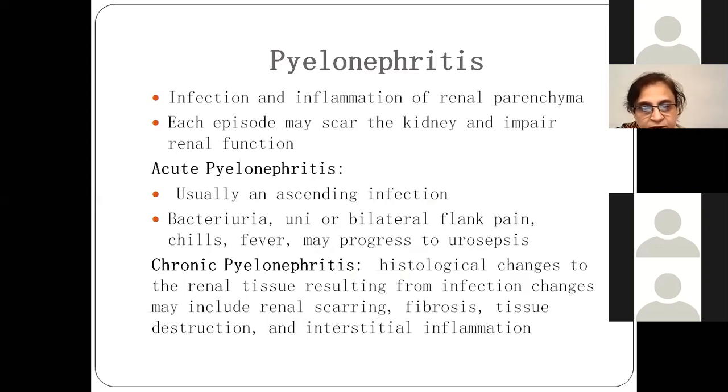Acute pyelonephritis, the name signifies itself, it's an acute condition. It is generally an ascending infection, ascending from the bladder. So initially, the patient might be having cystitis, and if it was not cured, then it can lead to pyelonephritis. So what is there? There's bacteriuria, the bacteria are being excreted in the urine. Then flank pain is also there. Then chills and fever. These are all the symptoms of pyelonephritis: flank pain, chills, and fever.